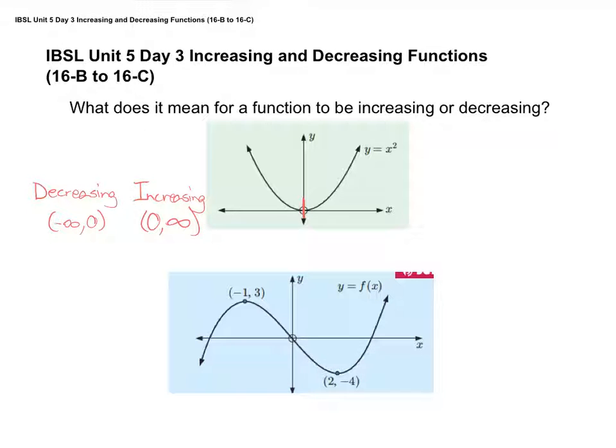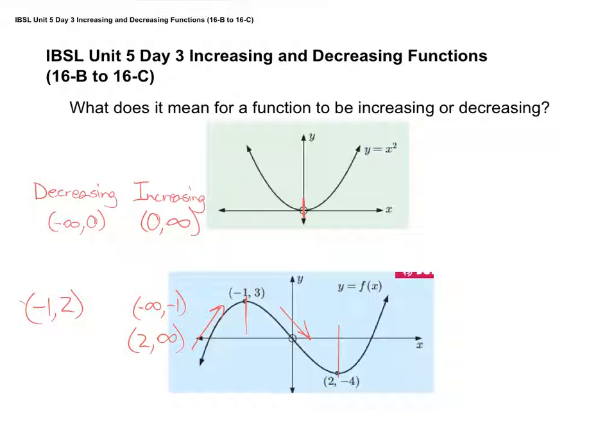Now, as you can see here on the other one, they give us some sort of a cubic, where we've got a highest point and a lowest point. Everything to the left, this thing is going up. So there's an interval where it is increasing from negative infinity up to negative 1. Then it's decreasing from negative 1 all the way over to 2. We're talking about the x values. And then it starts to increase again from 2 up to infinity.